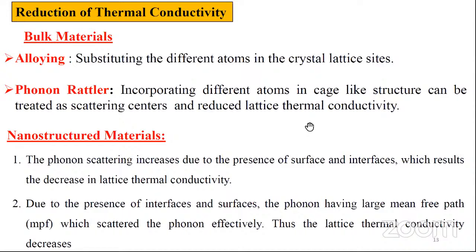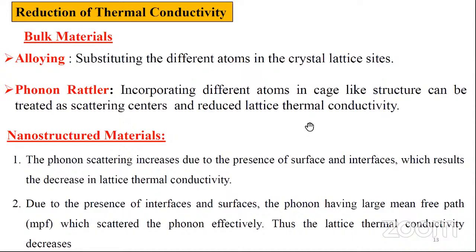The second technique is the phonon rattler. In this method, we can incorporate different atoms in cage-like structures that can be treated as scattering centers and reduce the value of lattice thermal conductivity.